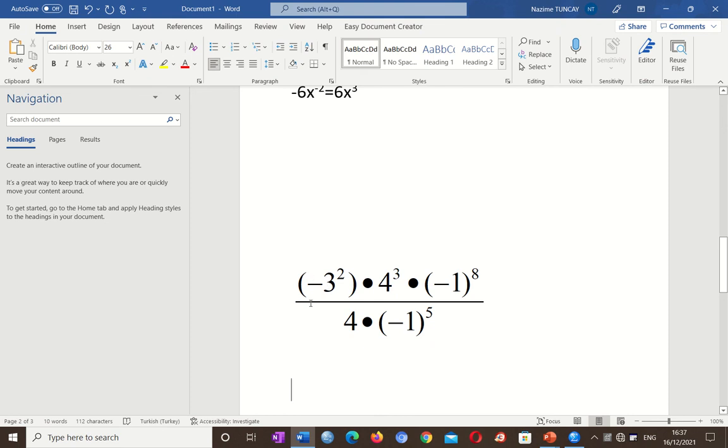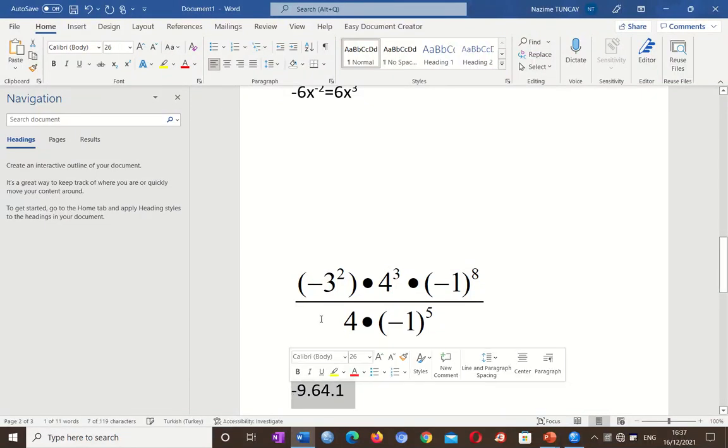Be careful. There is minus 9, because 2 is not outside of the brackets. This is minus 9. Multiply by, what is this number? 4 multiplied by 4 multiplied by 4, that's 64. Multiply by. Now this is an even number. If it is an even number, it's 1. Very good.